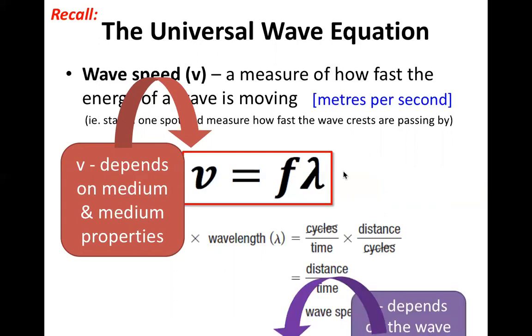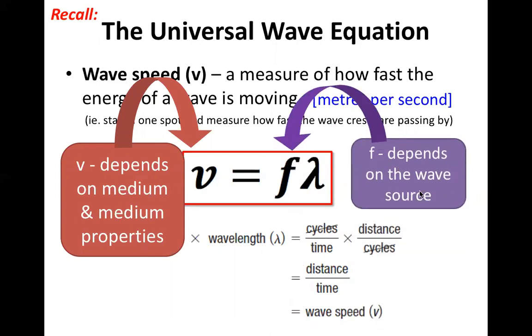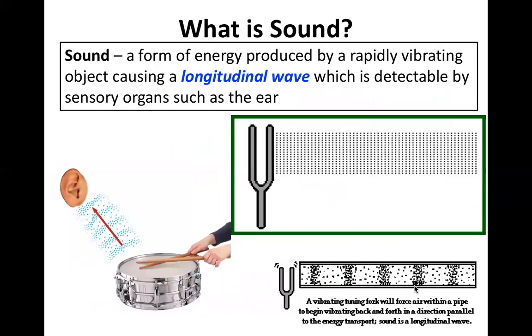And frequency depends on the wave source. So it actually depends on where the wave is coming from. So with sound, that would be from the speaker. And these are important to keep in mind as we are going to be using this equation throughout this unit. Okay, so now fully, what is sound? The definition is a form of energy produced by a rapidly vibrating object causing a longitudinal wave, which is detectable by sensory organs such as the ear.